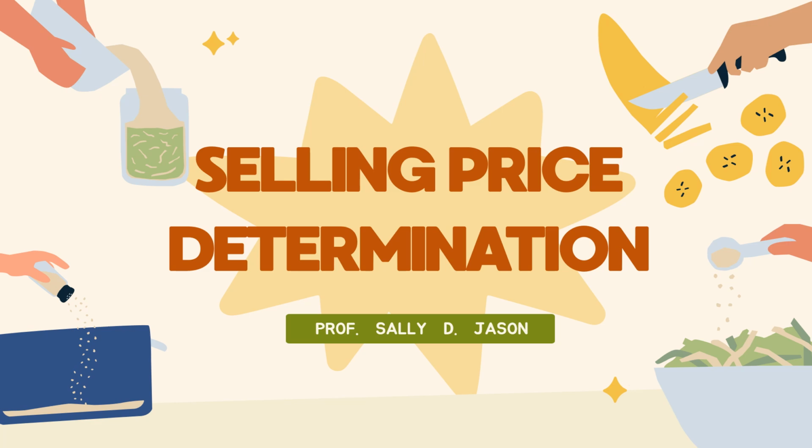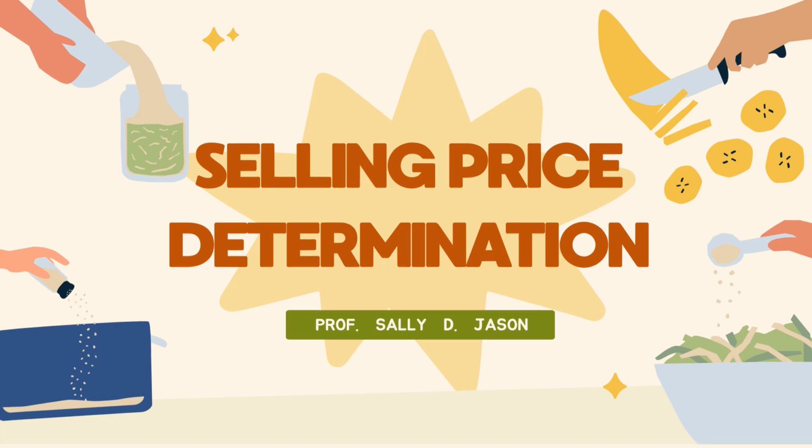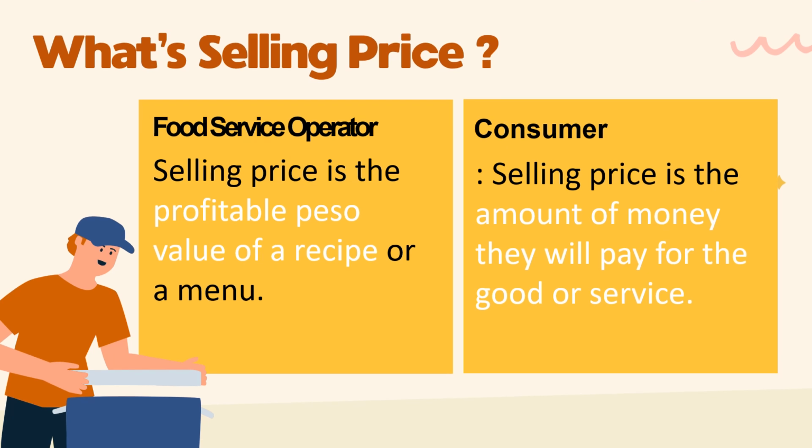Today, I will discuss selling price determination. Let's define first selling price. What is selling price? For a food service operator, selling price is the profitable peso value of a recipe or a menu. For consumers, selling price is the amount of money they will pay for the good or service.